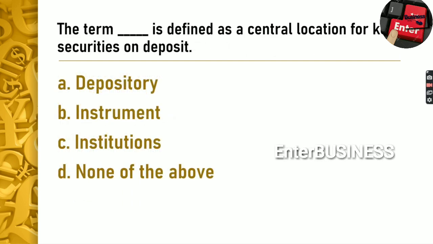And the next one is the term dash is defined as a central location for keeping securities on deposit. Option A, depository. Option B, instrument. Option C, institutions. Option D, none of the above. The correct answer is depository.